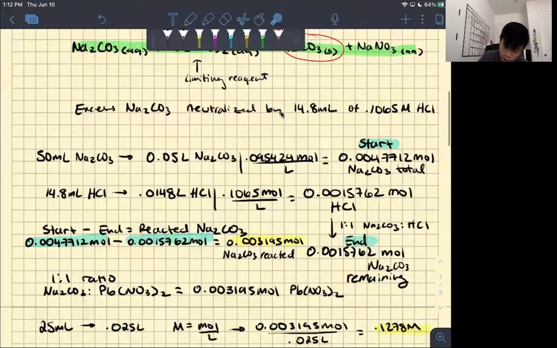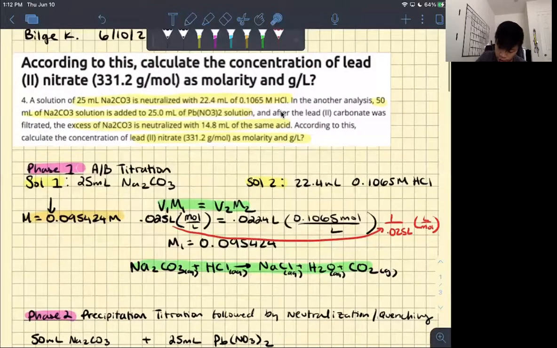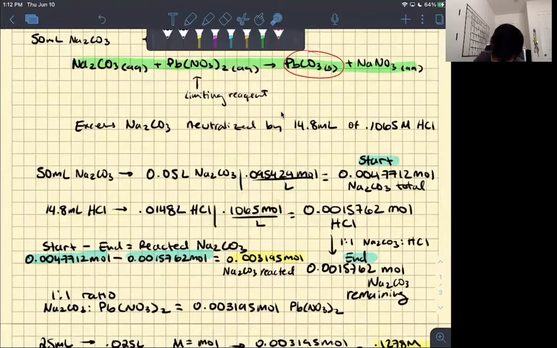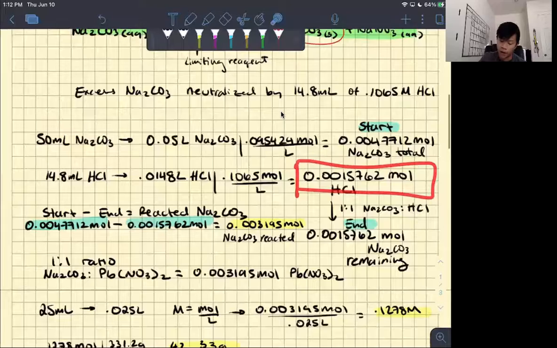Next, we want to calculate how much was left over, and we do that by calculating that neutralization reaction at the end. So 14.8 mL of HCl was used to neutralize the remaining Na2CO3. So again, we have this. We just convert this into liters. We were given this earlier in the question, and then this is the numerical value that we get for it.